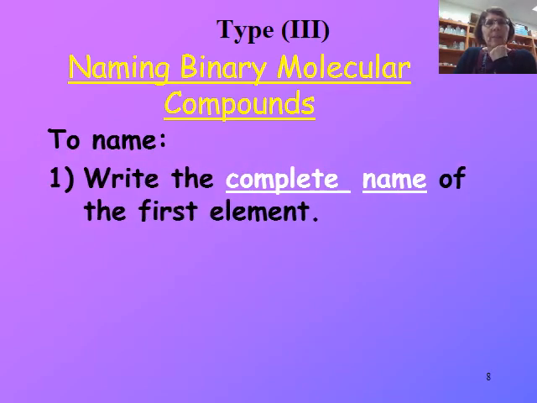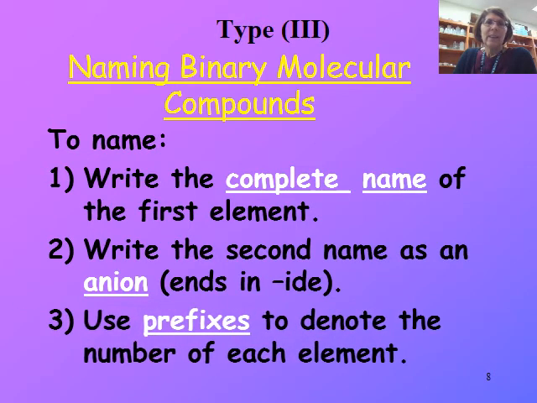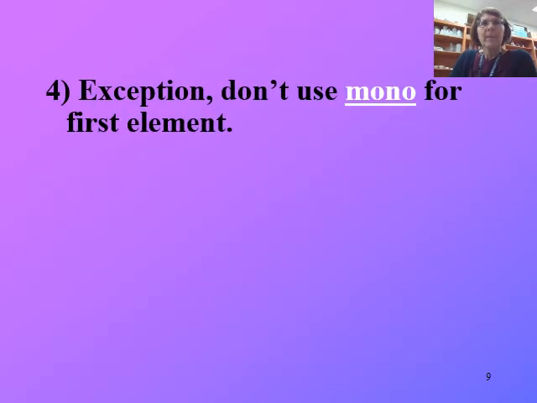To name, we're going to write the complete name of the first element, write the second name as an anion, so we're going to end it in "-ide", and then use prefixes to denote the number of each element. The exception is don't use mono for the first element.